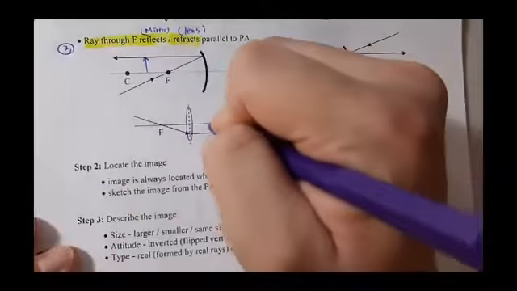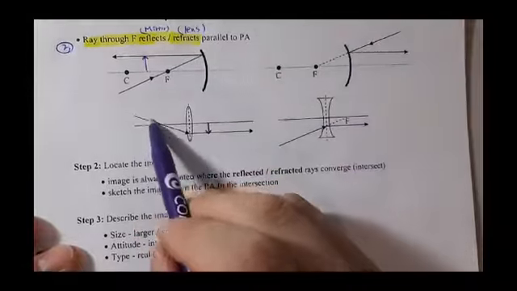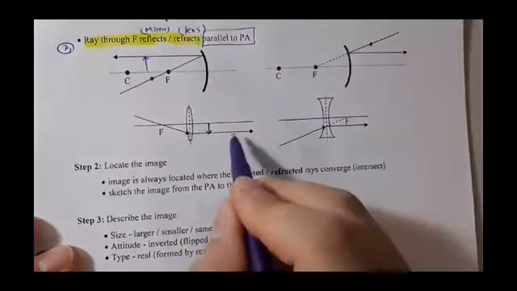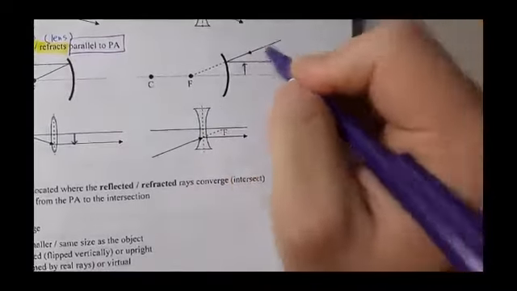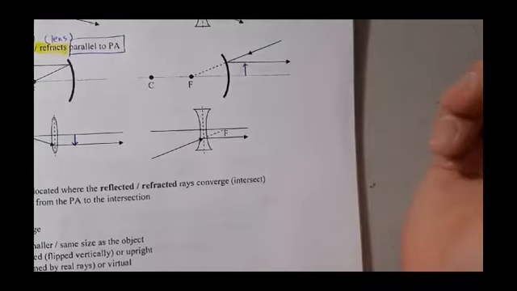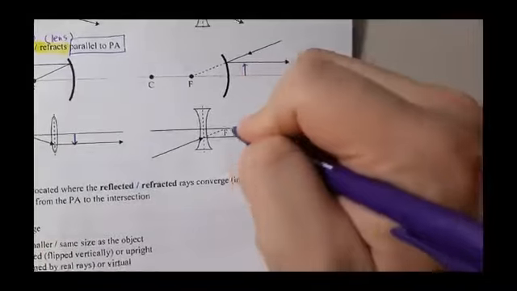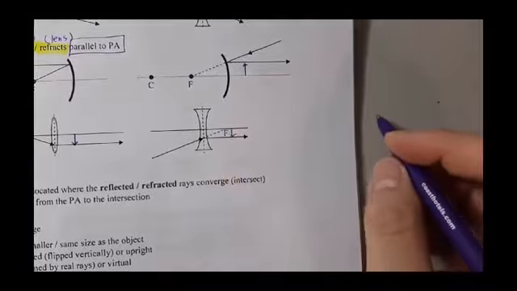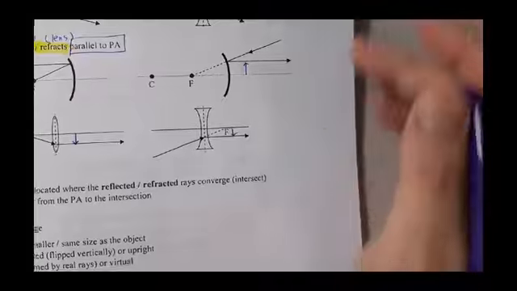If it's the one that is, in this case, a downward-going image, you need to go through the focal point, then you basically become parallel to the principal axis after that. Same thing for the reflection of the convex mirror, and same thing for the concave lens. It is tricky, however we're going to go through that one by one.